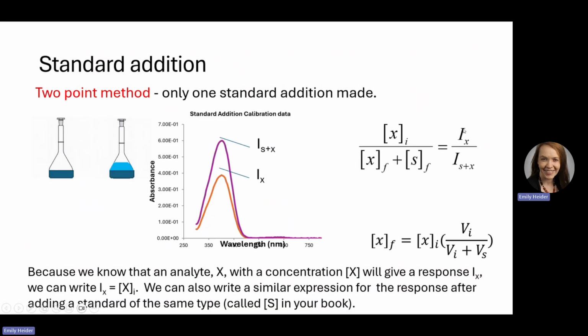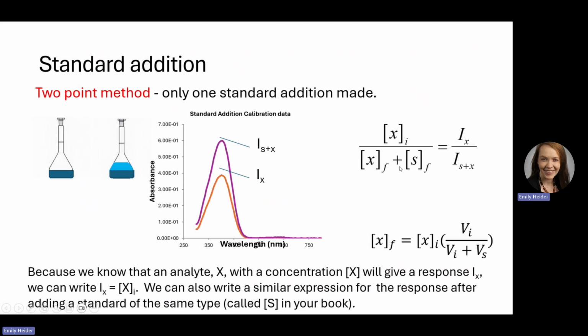Now, if we take the ratio of the intensity of our signal from just our unknown to the intensity of our signal with our unknown plus the standard added, what we have is a proportionality that we can start to work with mathematically. So the intensity of the signal in the left flask is going to be proportional to just the initial concentration of our analyte. And the intensity of the signal that has both analyte and standard is going to be proportional to the concentration of the analyte plus the concentration of the standard.